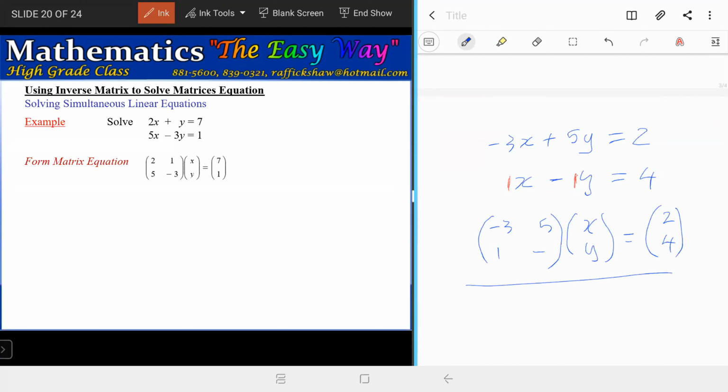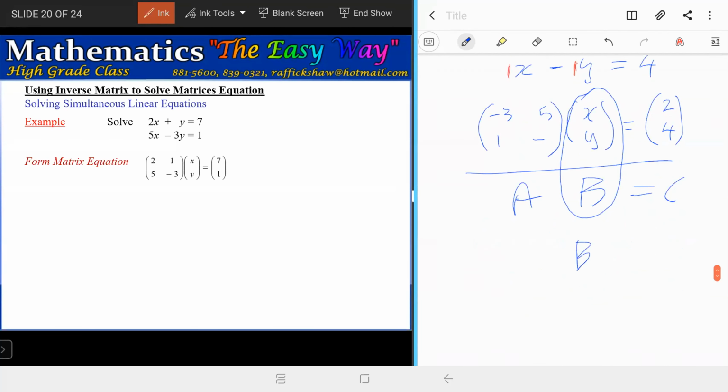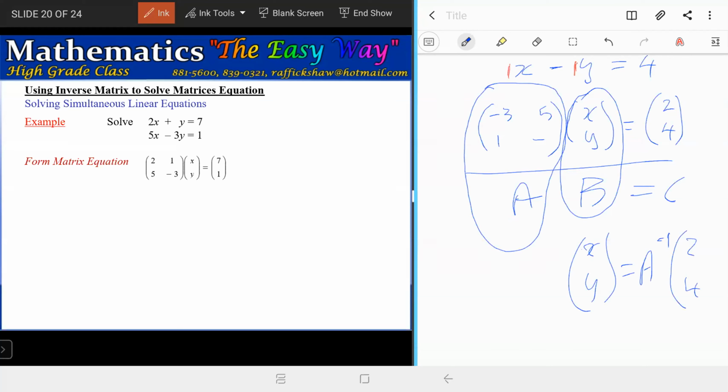My whole aim now is to find this. And what is this now? This is just like my A times B equals C, and I'm trying to find the B. The B we want, which is the XY this time, will be equal to A to the minus 1 times my C, where this is my A now, and my C is 2, 4. So I have to calculate A to the minus 1 from this matrix here. That's my A matrix. I have to calculate A to the minus 1 from that matrix.